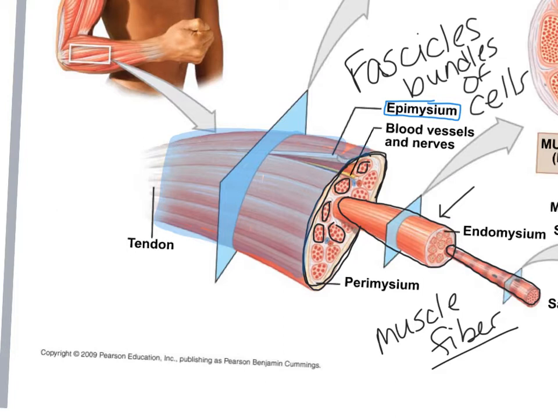Then we have a connective tissue that surrounds the fascicle. So here's the fascicle, the bundle. There is a connective tissue that surrounds that. If we look on the inside, we can see that it's surrounding each of the fascicles inside that muscle. Right? And that we call the perimysium. Perimysium. That surrounds each individual fascicle.